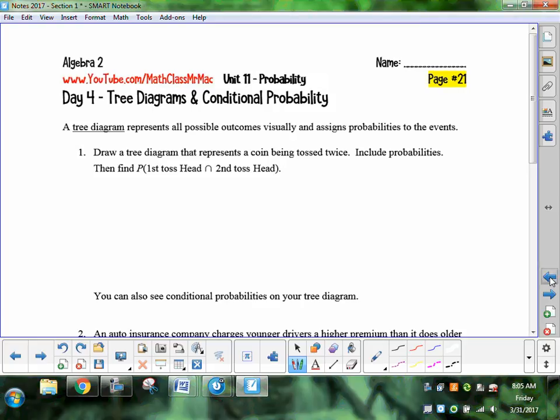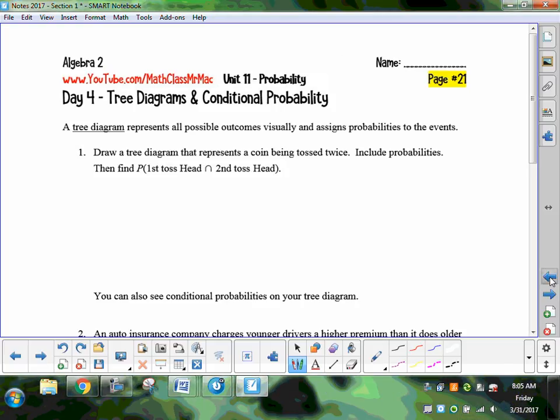Have you done tree diagrams before, yes or no? Okay, something like it. That's why I think we can get through that within the 15, 20 minutes that we've got. Take a look at that first one. Draw a tree diagram that represents all possible outcomes visually and assigns probabilities to the events. So the first thing I need you to do is draw a tree diagram that represents a coin being tossed twice, and then we need to figure out what the individual probabilities are, and we'll answer the second half. But draw a tree diagram for a coin being tossed twice. Go through and do that right now.